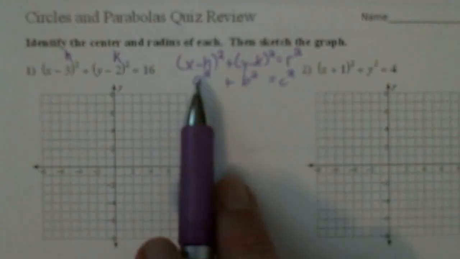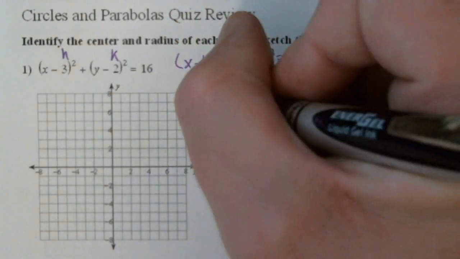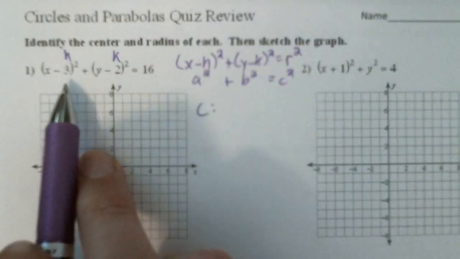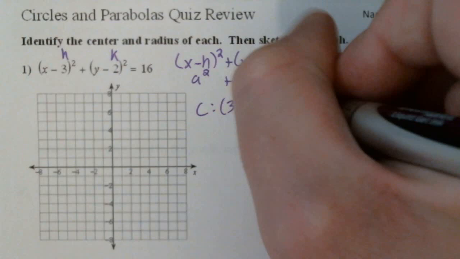Okay, so this guy right here, that is my h, and that guy right there is my k. But remember, the formula has the negatives in there, so we have to go backwards. We have to flippy flip. So let's go ahead and write down what our center is. Our center is going to be, flip that guy, flip that guy, our center is going to be 3, 2.